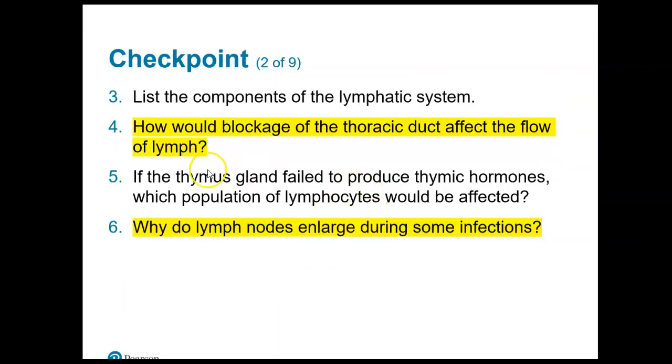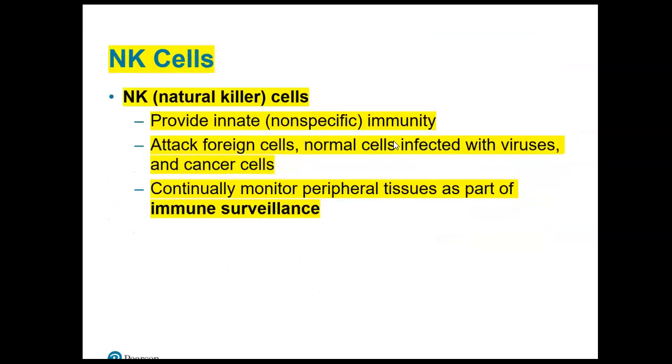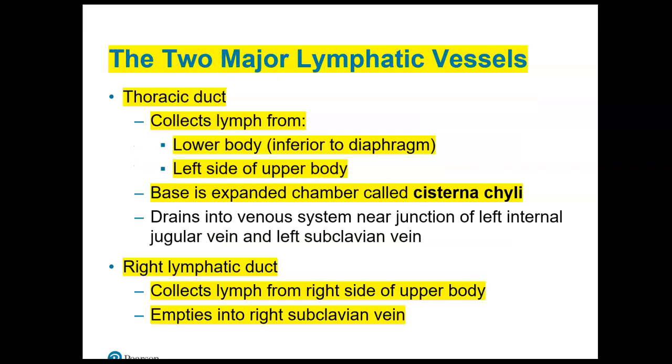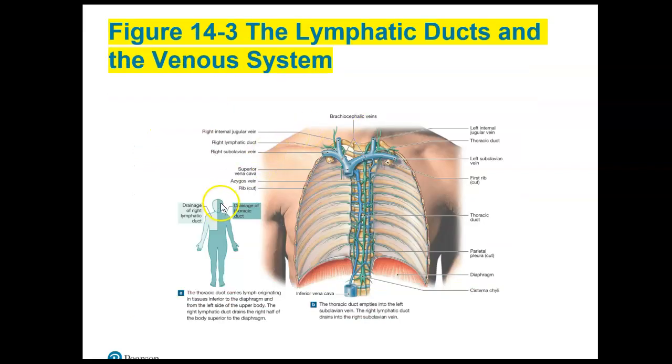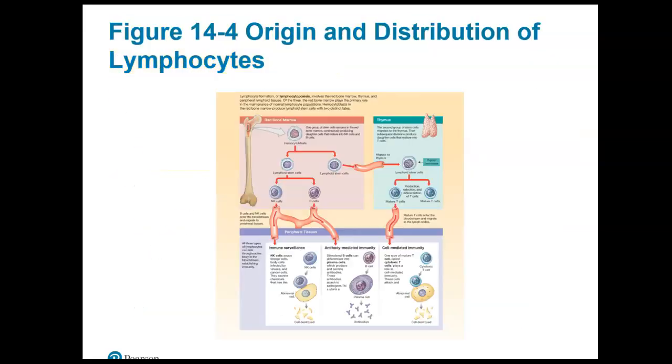Checkpoint question 4. How would blockage of the thoracic duct affect the flow of lymph? Well, the thoracic duct, let's go back to that picture. The thoracic duct actually drains lymph from this whole dark green region, so the entire lower body and the left side of the upper body. So it is going to affect the flow of lymph in that entire region.